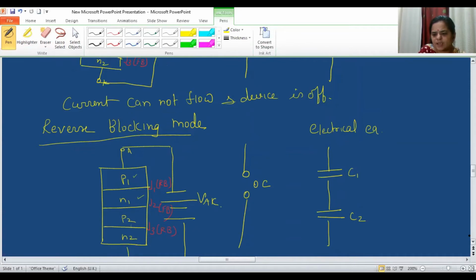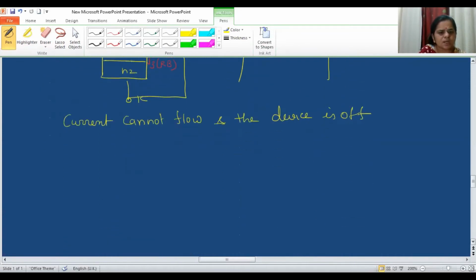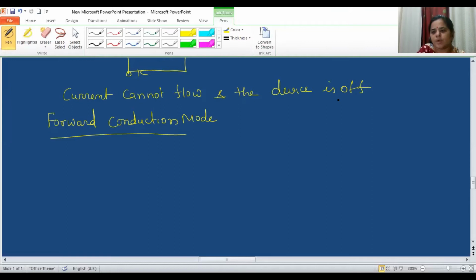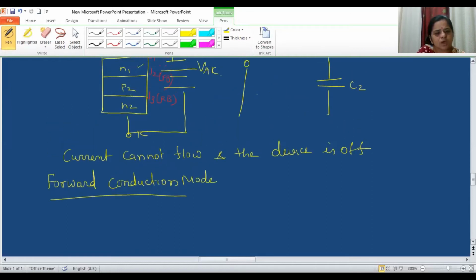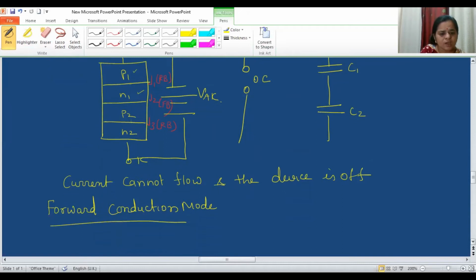Now let us see the next mode, that is forward conduction mode. You can see that in both modes the current cannot flow through the device and the device is acting as an open switch. One more thing: why is it called reverse blocking mode? Because the device is reverse bias. Why is it called blocking? Because it is blocking the current. That's why this mode is called the reverse blocking mode.